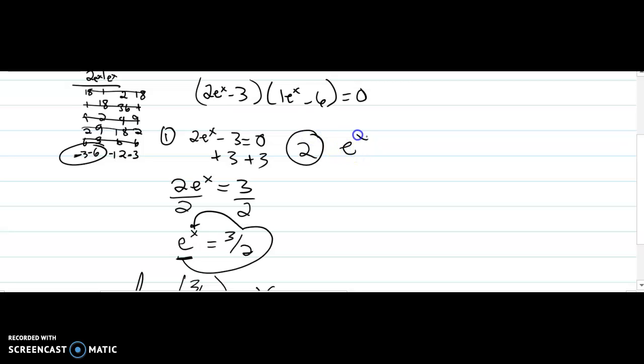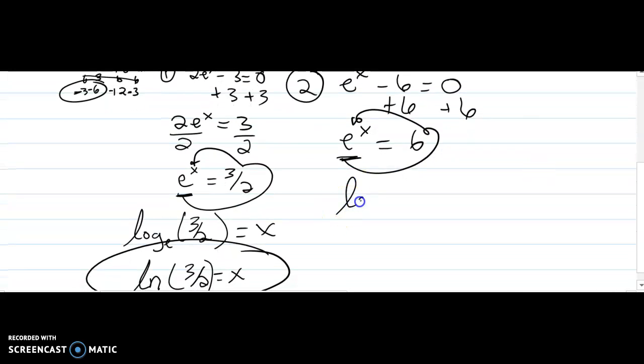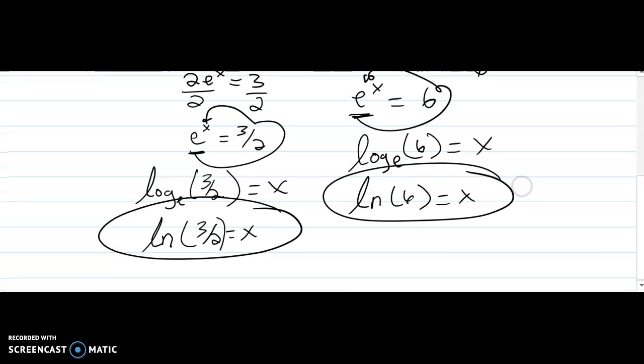Then the second one, we have e to the x minus 6 is equal to 0. Add over the 6, e to the x is equal to 6. The exponential is by itself, so I can use my log scale. I start with my log base e of 6 is equal to x. I can rewrite this as the natural log of 6 is equal to x, and there's my answer. So for this one, here's my answer, and here's another one of my answers. And that's it.